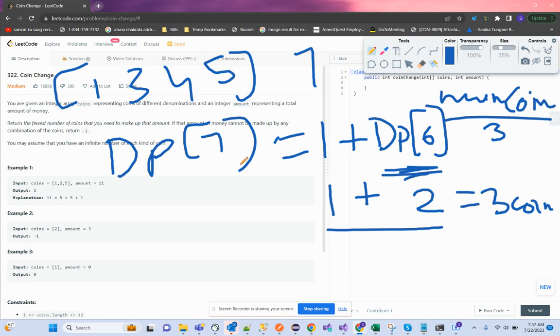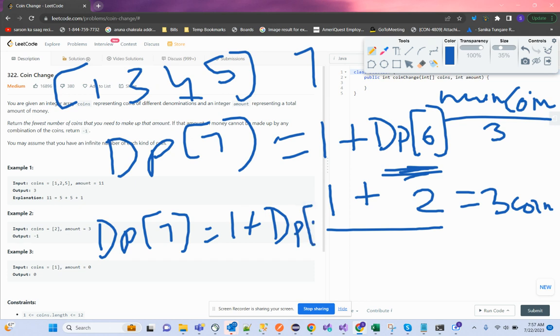DP of 7 can be made by using number 4 also. If you see, if I use DP of 7, we can use it with the help of one coin of DP of 4 and one coin of DP of 3. So 1 plus DP of 4, this is one solution. So you need 2 coins over here.